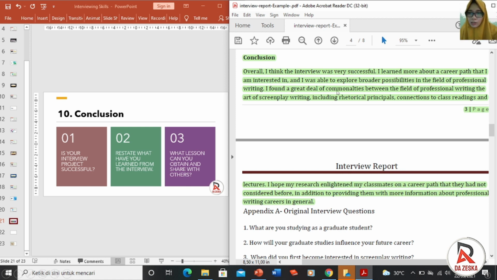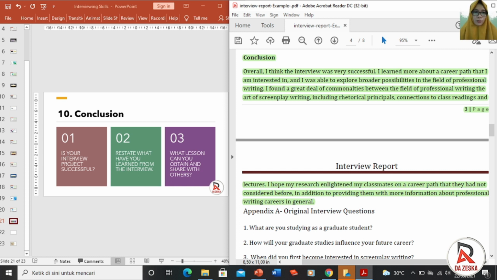And I found a great deal of commonalities between the field of professional writing and the art of screenplay writing, including rhetorical principles, connections to class reading and lectures. I hope my research enlightened my classmates on career paths. So this is the lesson, right? I hope my research enlightened my classmates on a career path that they had not considered before, in addition to providing them with more information about professional writing careers in general.